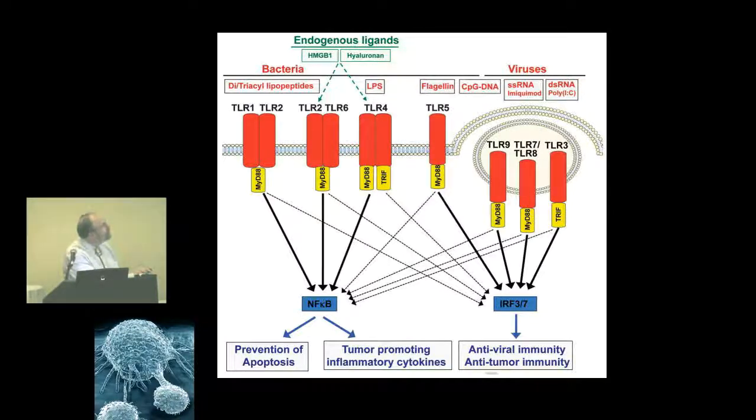When NF-kappa B gets stimulated by those toll-like receptors, you can have bad things happen from the point of view of fighting cancer. On the other hand, if these toll-like receptors get stimulated in a different pathway, it results in an anti-tumor effect. The toll-like receptors 7, 8, 9, 3, etc., the effects are different and result in a better outcome from the point of view of fighting cancer.